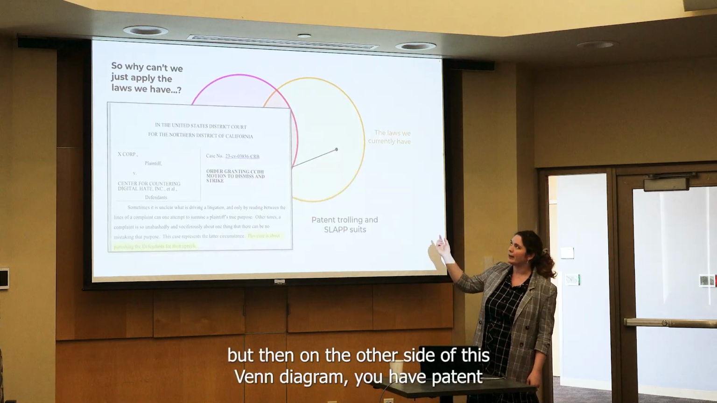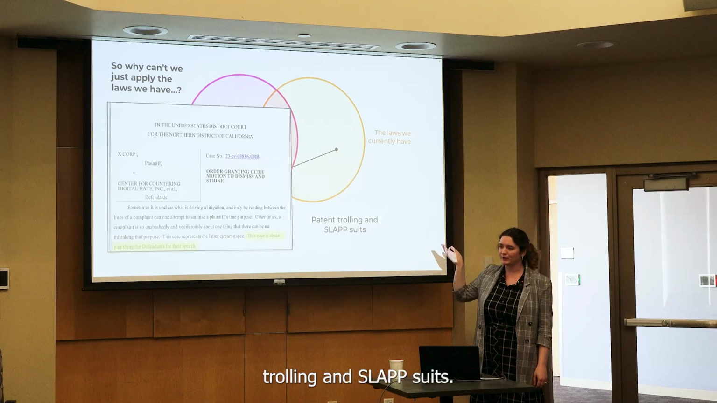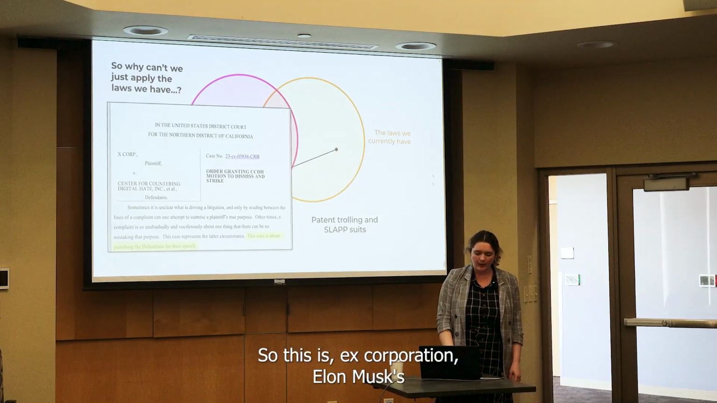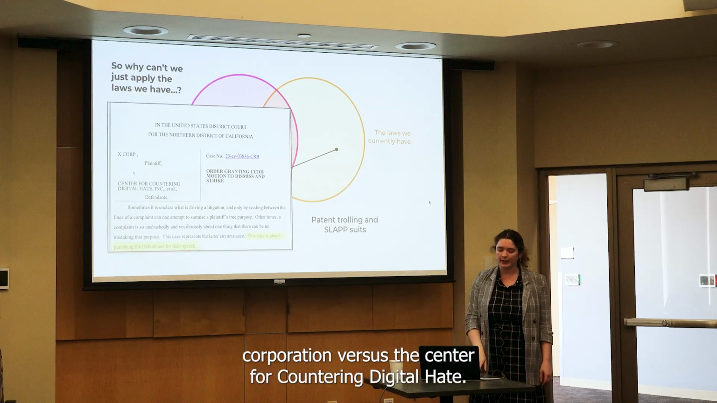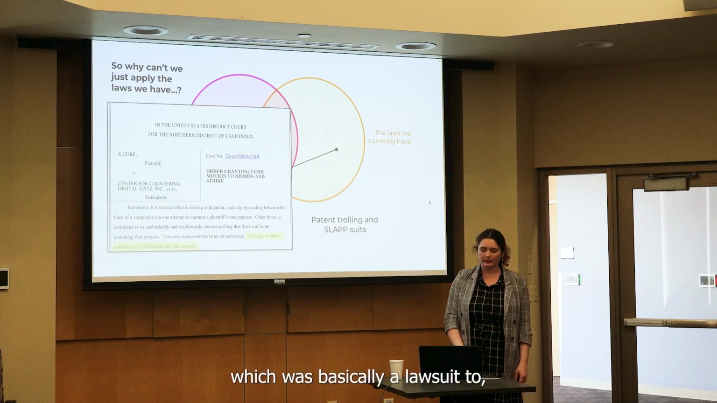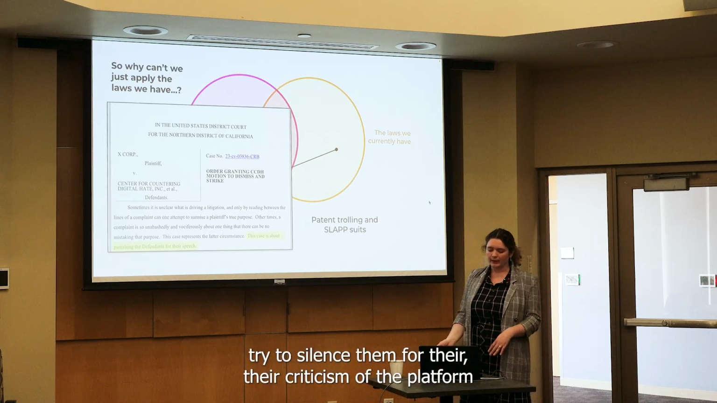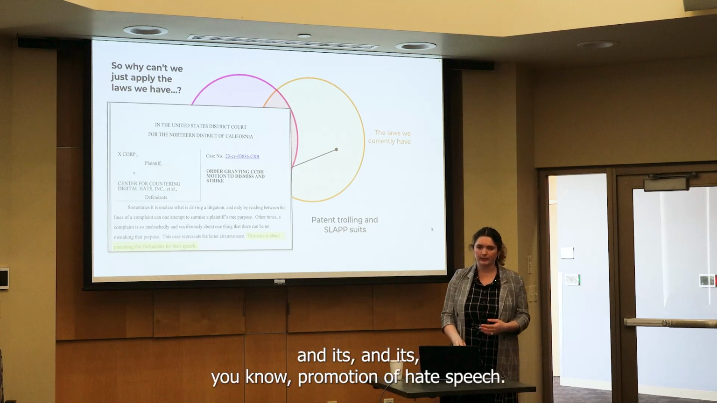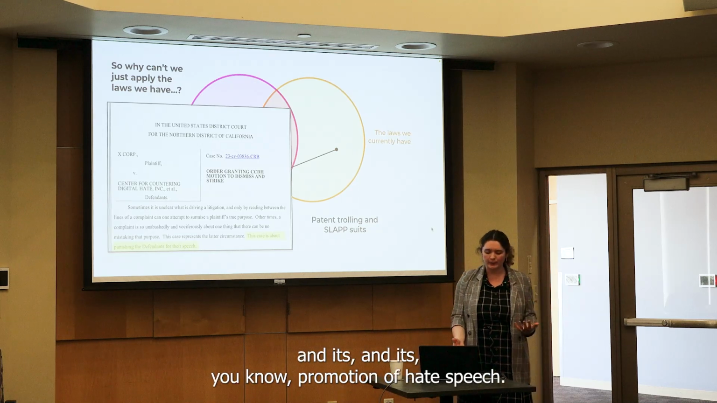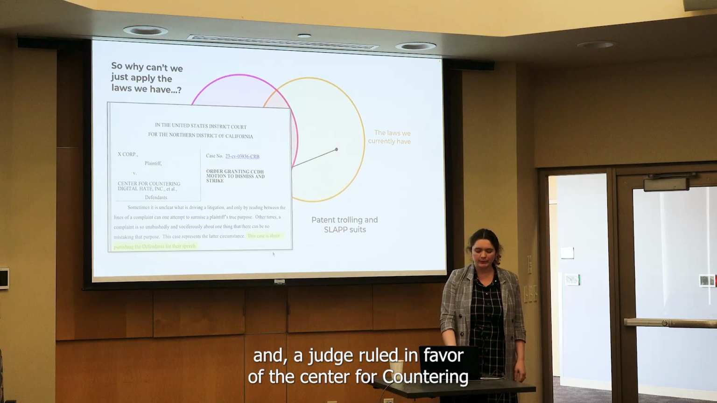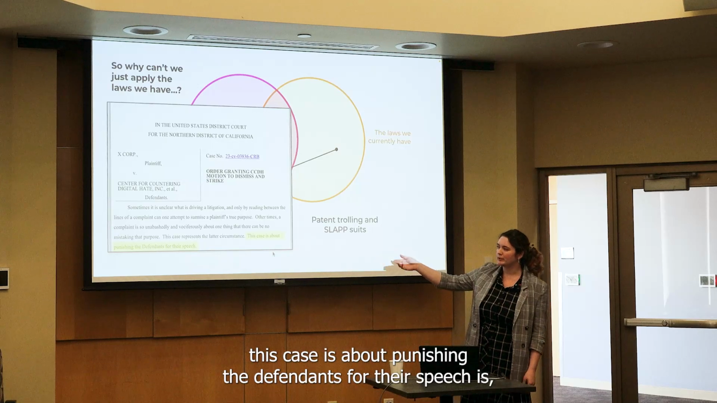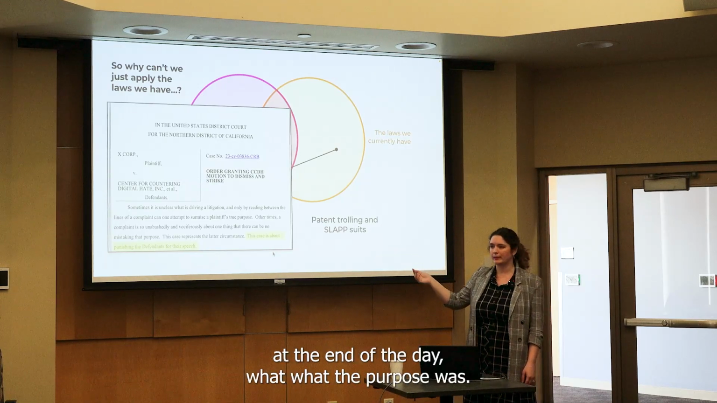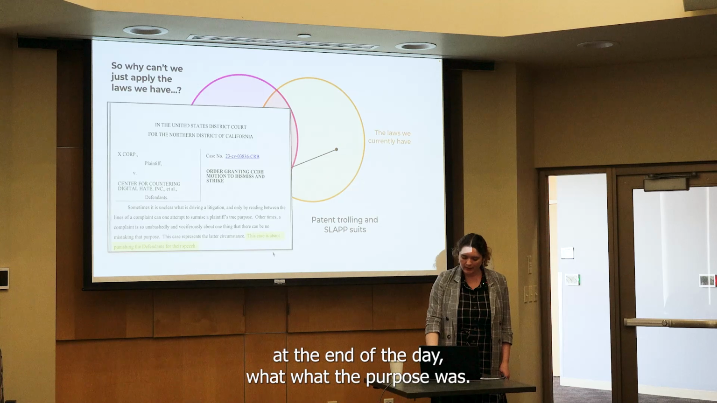But then on the other side of this Venn diagram, you have patent trolling and SLAPP suits. So this is X Corporation, Elon Musk's corporation, versus the Center for Countering Digital Hate, which was basically a lawsuit to try to silence them for their criticism of the platform and its promotion of hate speech. And a judge ruled in favor of the Center for Countering Digital Hate and said at the bottom here, this case is about punishing the defendants for their speech, is at the end of the day what the purpose was.